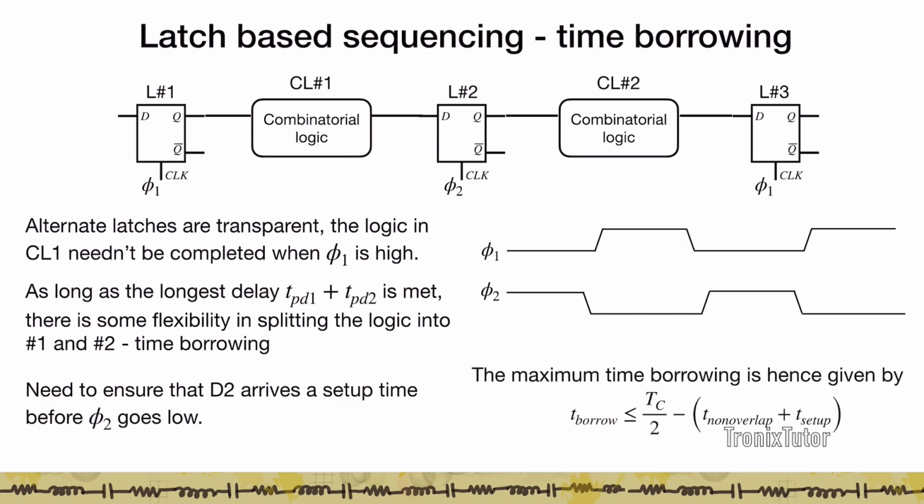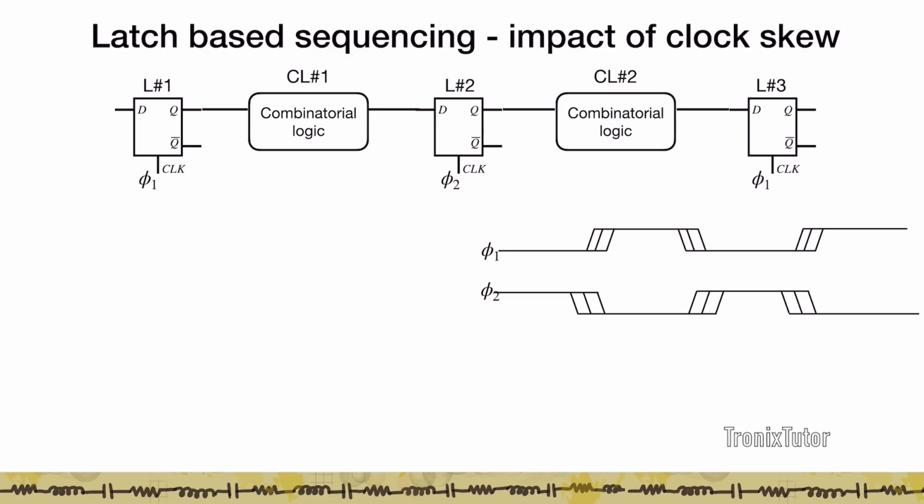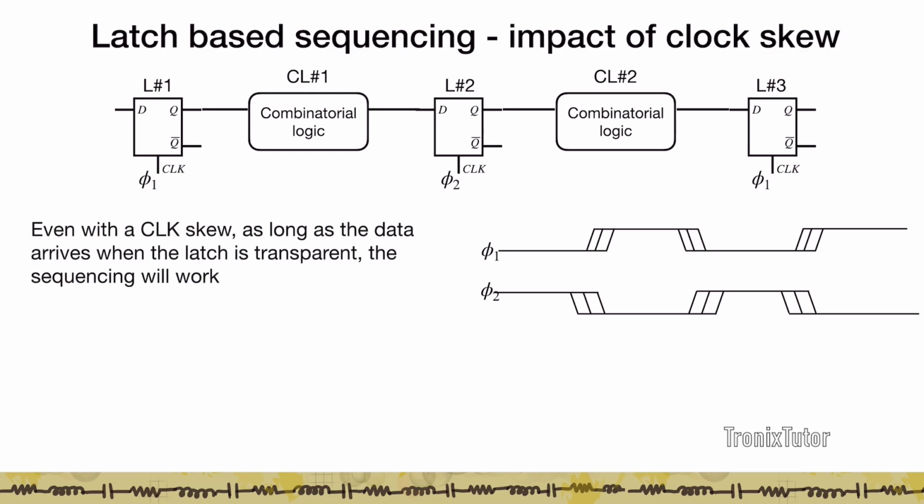And so therefore, if you think about the maximum borrow time, the maximum borrow time should be Tc/2 minus T non-overlap plus T setup. So you have a substantial amount of time that can be stuffed in from the second logic block into the first logic block, or vice versa, right? So this further gives flexibility to the designer in case logic demands that we cannot do these two to be equal to each other.